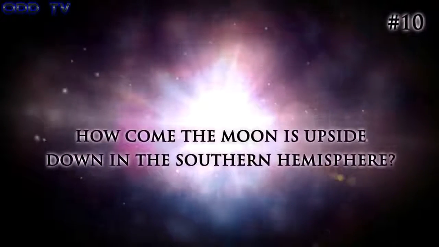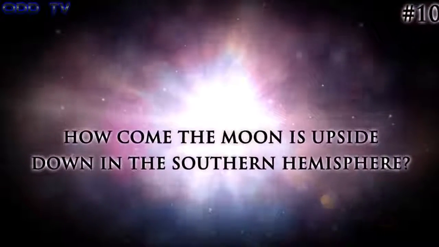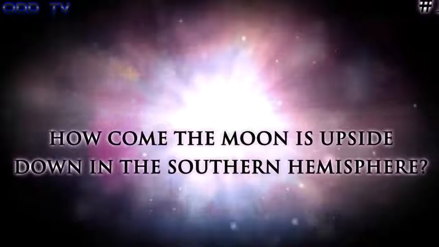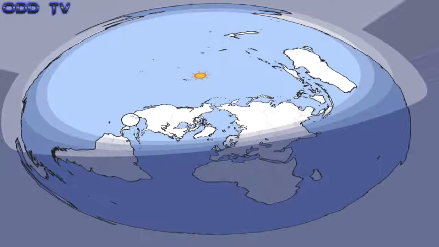How come the moon is upside down in the southern hemisphere? This is another very simple explanation. When somebody is on the northern part of the Earth, they see the moon from this angle. When somebody is on the southern part of the Earth, the moon looks like this. They're looking at it from this angle. They see it from the opposite angle, and that's all it is.